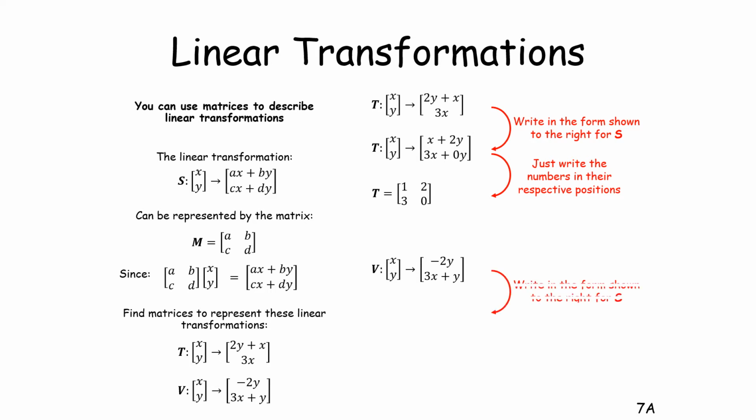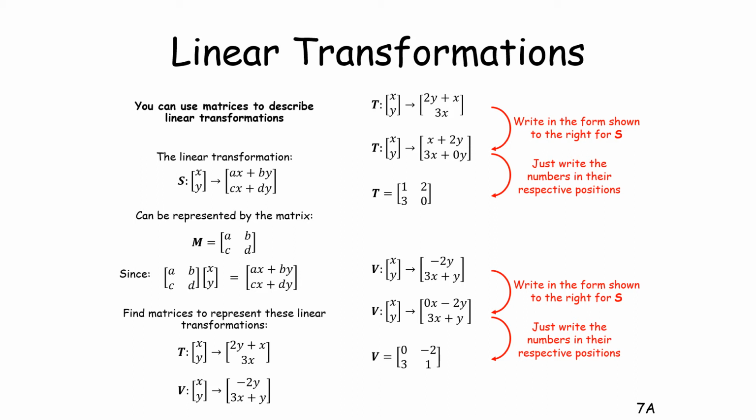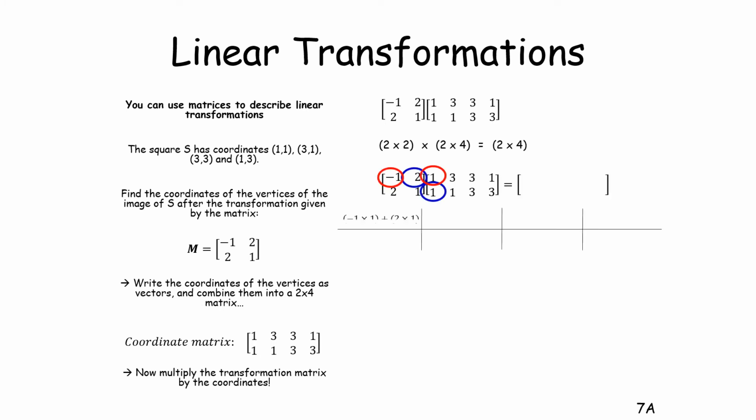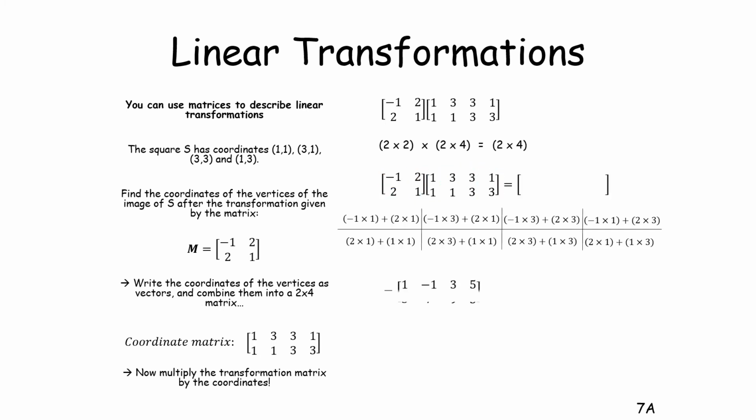So for V, write it the form as S. So we could just take the, if we look at the coefficients here, because there's no 0, we could say that's 0x. So we could just write this as 0, minus 2, and 3, and 1. So your new vertice is 1, 3, minus 1, 7, 3, 9, and 5, 5.